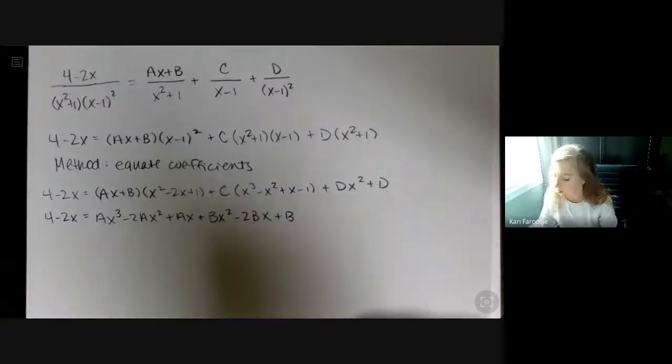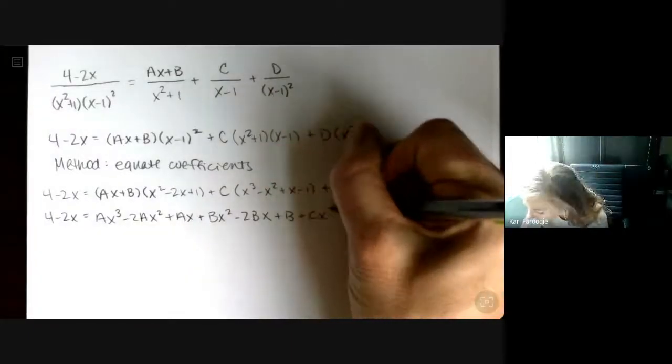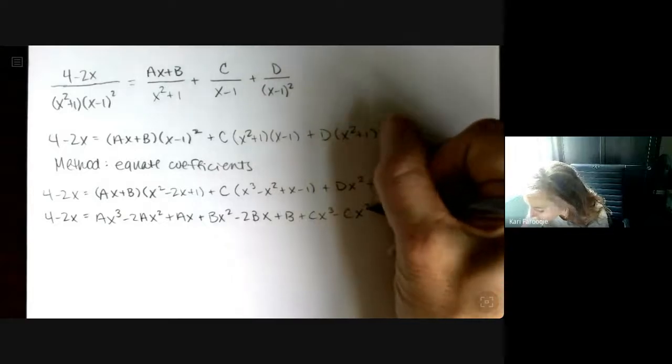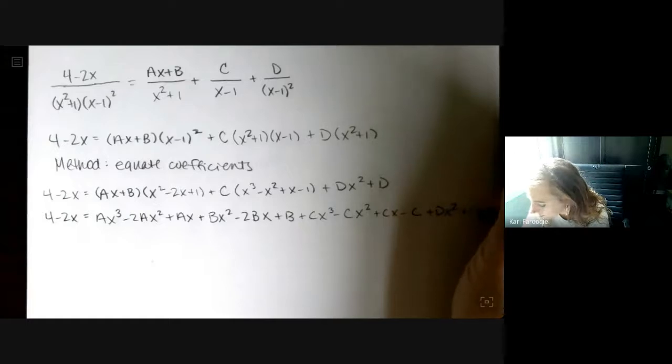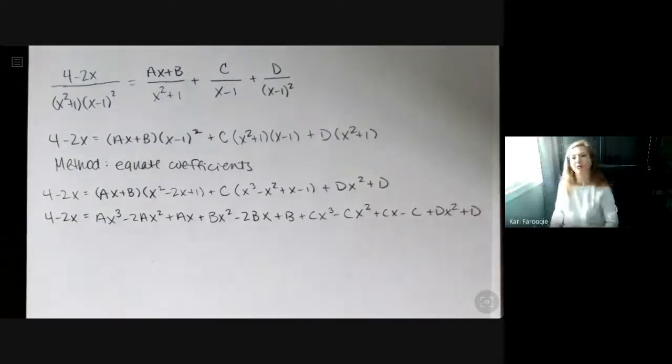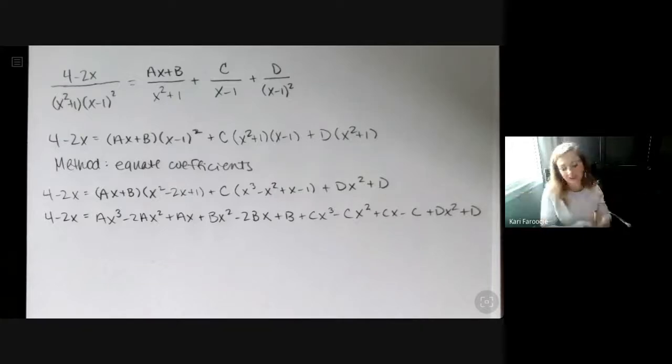Now I'm going to distribute the c into the parentheses. So I have cx cubed minus cx squared plus cx minus c, and then plus dx squared plus d. This is reminding me now of that suggestion that Becky had to flip your paper off to the side. This might be one of those instances where you might find that works better for you, because some of these equations are going to get kind of long, like this. Probably not anything longer than this, but this length is more common.